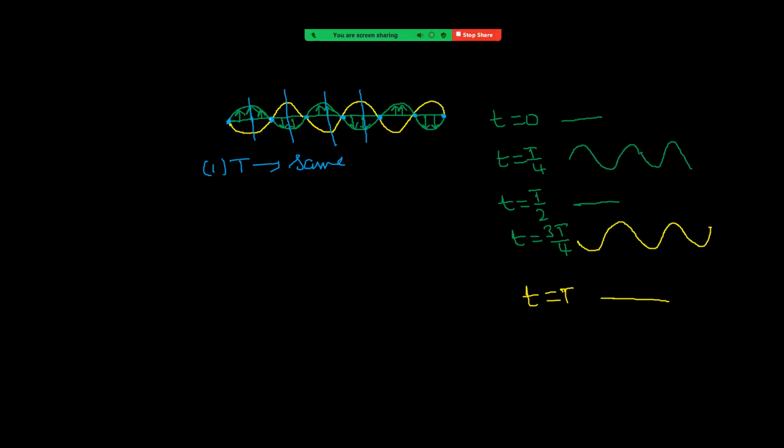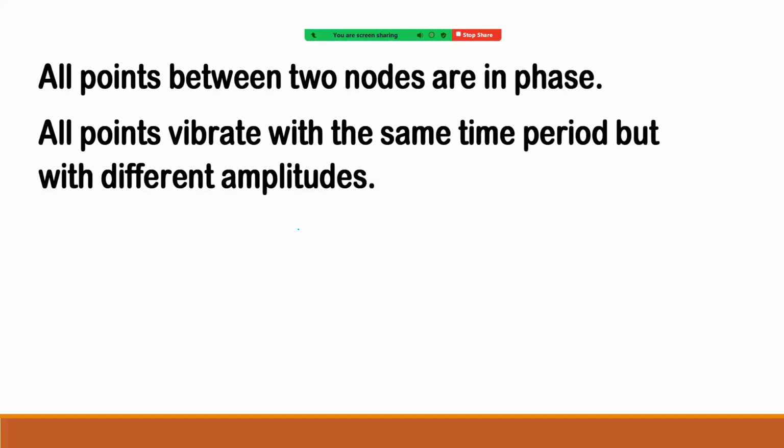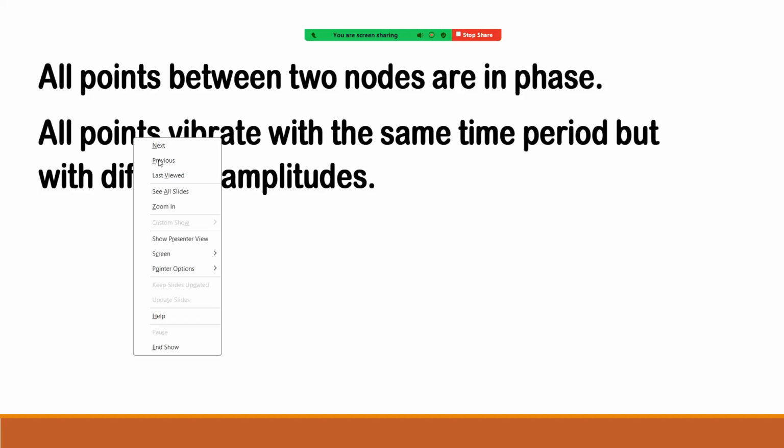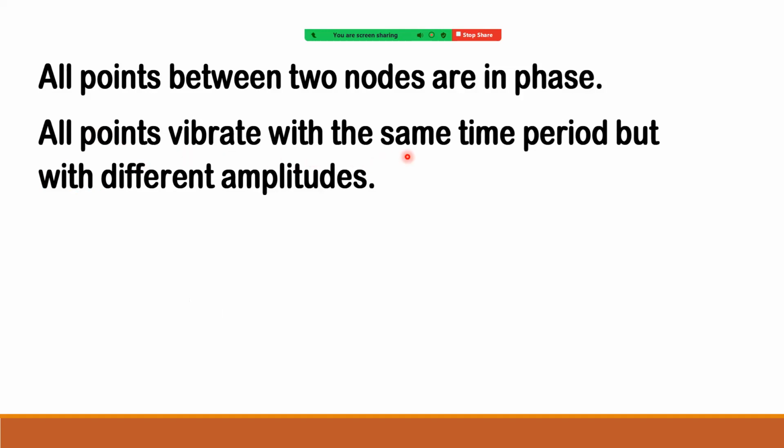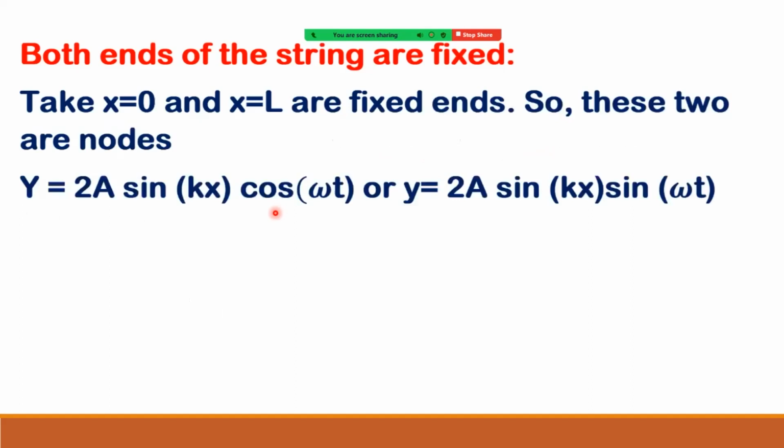And you can see here that between successive nodes, the separation equals lambda by 2, right? All points between two nodes are in phase, and all points vibrate with the same time period but with different amplitudes. See the next one.